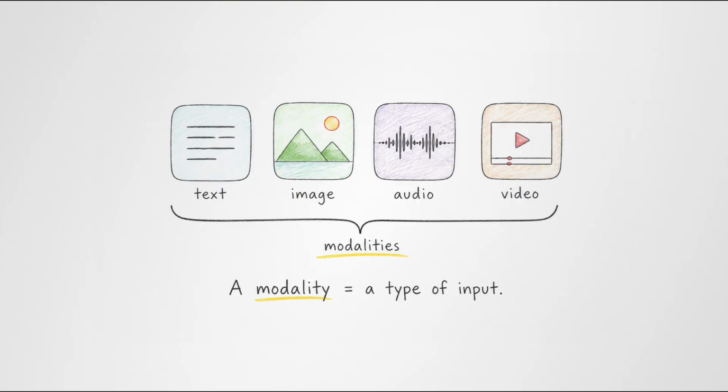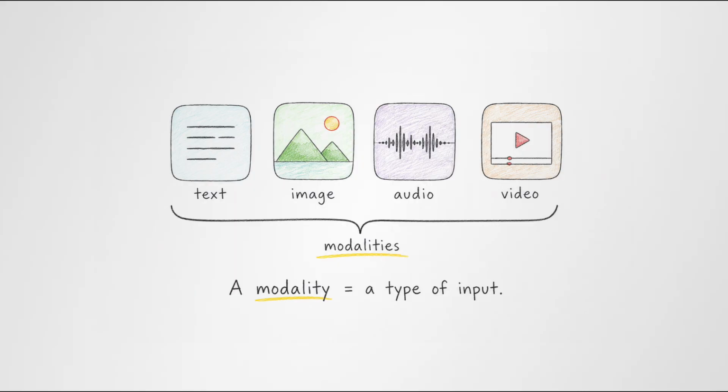Start with the word. A modality is just a type of data. Text is one modality, image is another, then audio, then video. A model that handles only one is unimodal. A multimodal model handles more than one, and crucially, it can often combine them, reasoning about text and an image together rather than treating them separately.